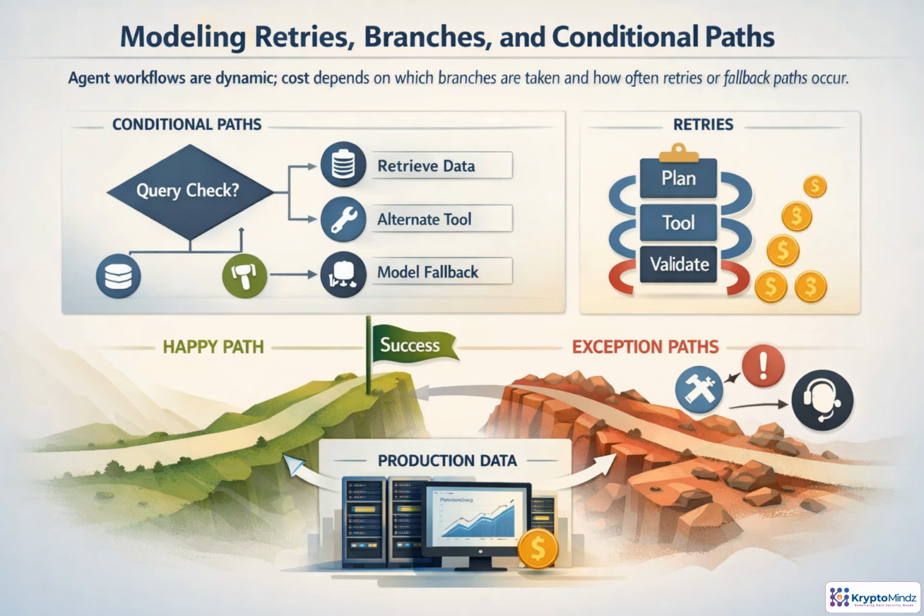Agent workflows rarely follow one fixed route. A request may move through the normal plan, tool, and validation sequence, or branch into extra retrieval, an alternate tool, a fallback model, repair, or human escalation. Each branch has 2 numbers that matter: how often it happens and what it costs when it happens. Retries are especially important because they can repeat expensive steps, so cost grows multiplicatively, not just additively. Strong models use production traces to estimate branch probabilities, then price both the happy path and the common exception paths.